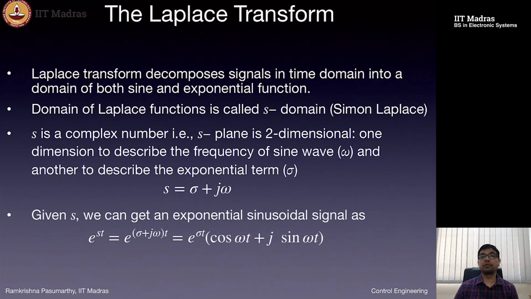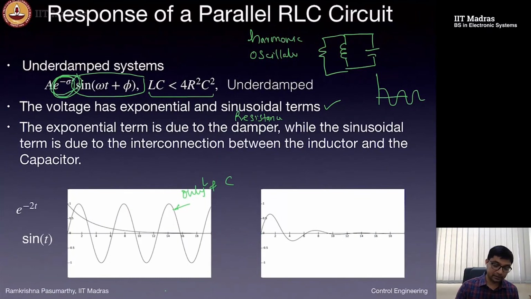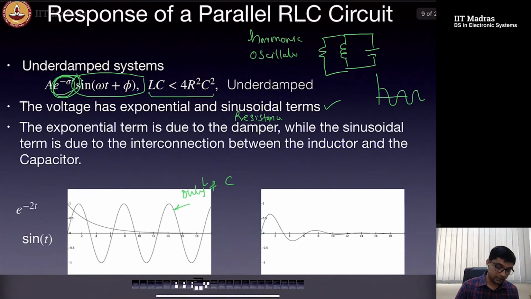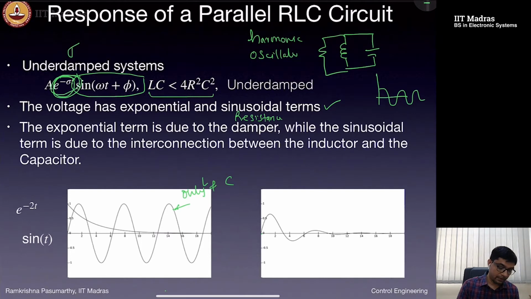The Laplace transform decomposes signals in the time domain into a domain of both sine and the exponential function. The domain of this is called the S domain, named after Simon Laplace. In this case, S is a complex number, right? The S plane is a two-dimensional one. One axis is described by the frequency omega, and the second is described by the exponential term. So if I again go back to see, I have in this a sigma from the exponential term and omega from the sinusoidal term.